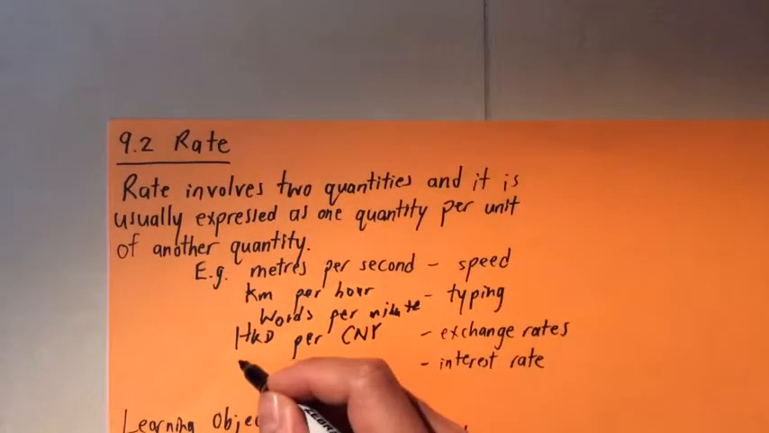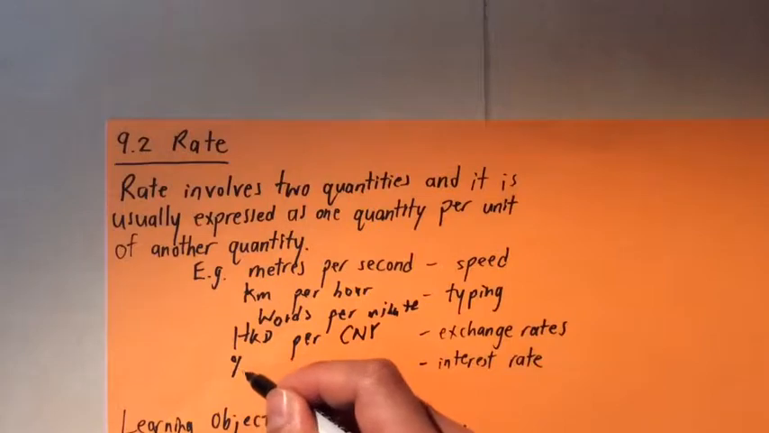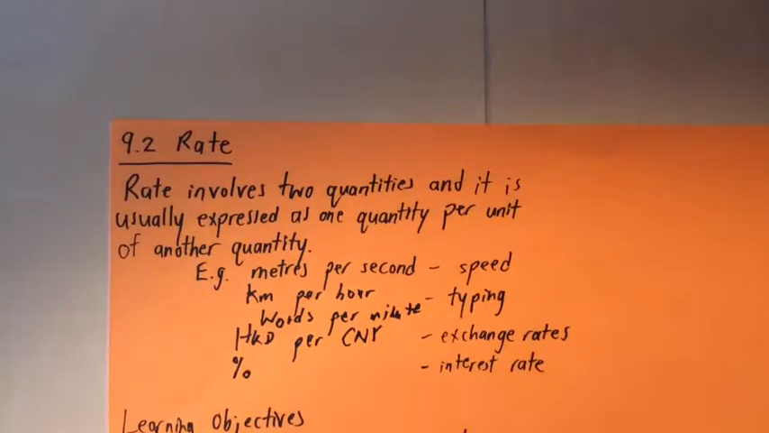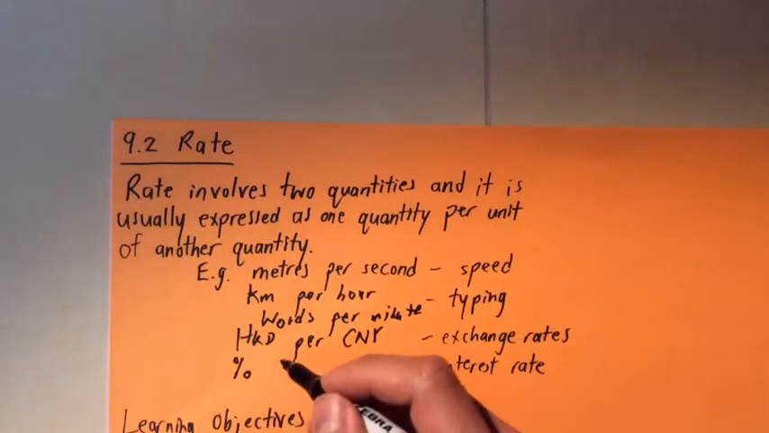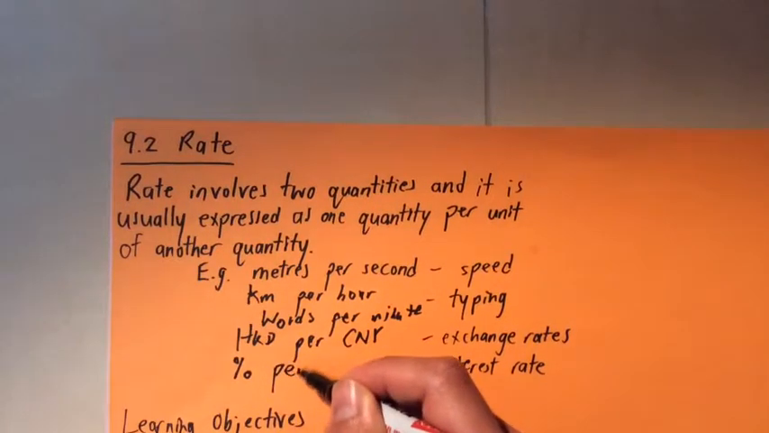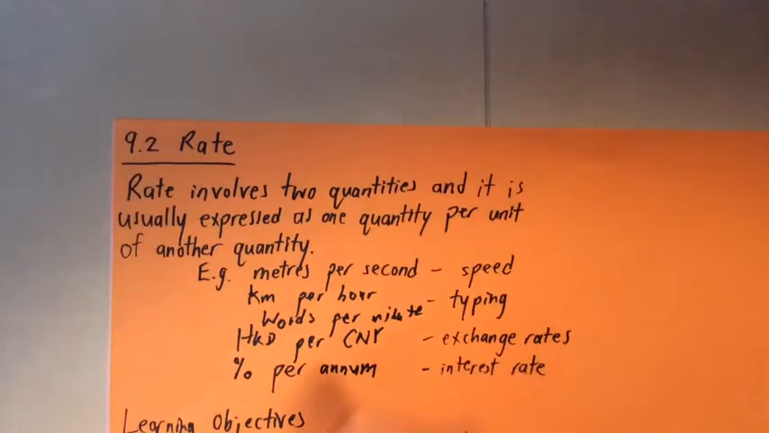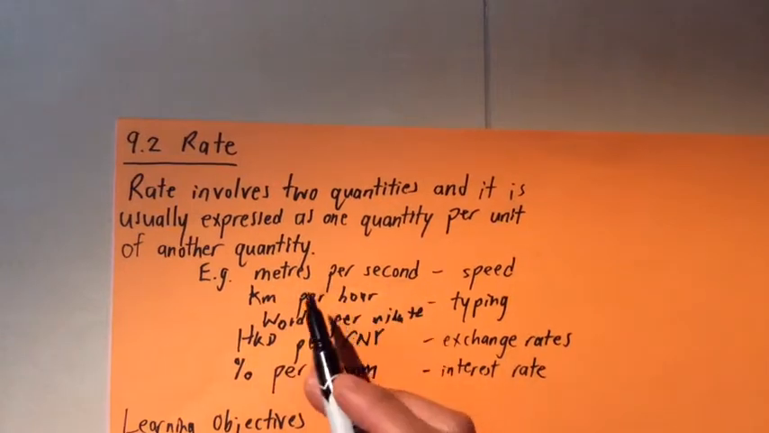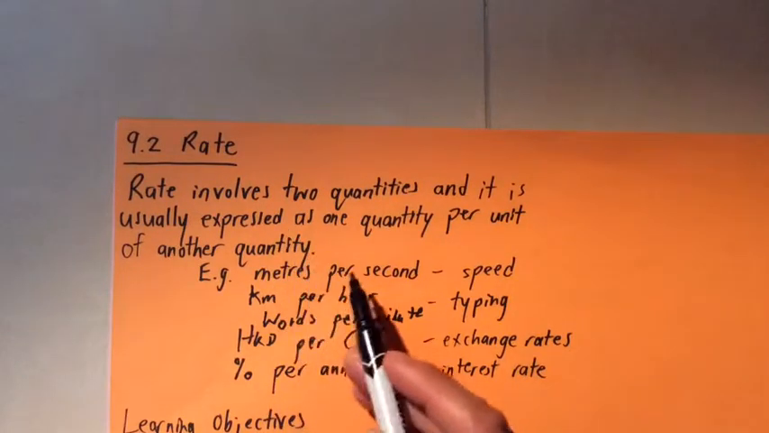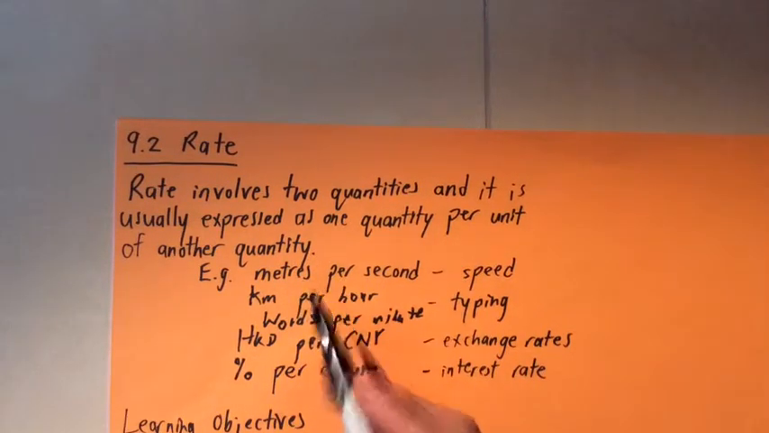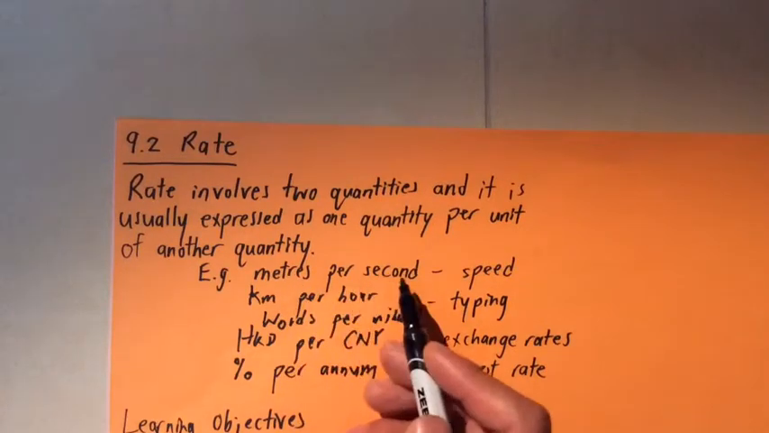Interest rates are the amount of money that you can earn when you deposit money in a bank. So interest rates are usually expressed as a percentage per annum. Annum is another word for year. So as you can see, rates involve two different units that are compared to one another. Okay, usually something per something.